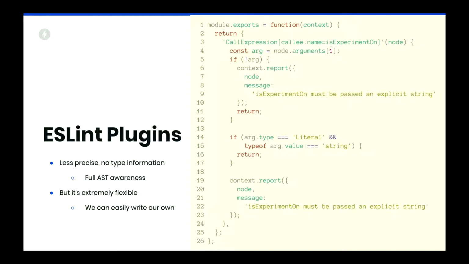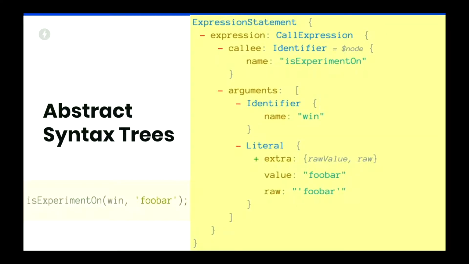But in this case, we can look for calls to a function called isExperimentOn and assert that the parameters being passed to it, the second parameter being passed to it, is an explicit string. And what do I mean by explicit string? I mean literally a string literal. Here, if you can see, isExperimentOn, I'm passing a window variable, and then I'm passing the string literal foobar.